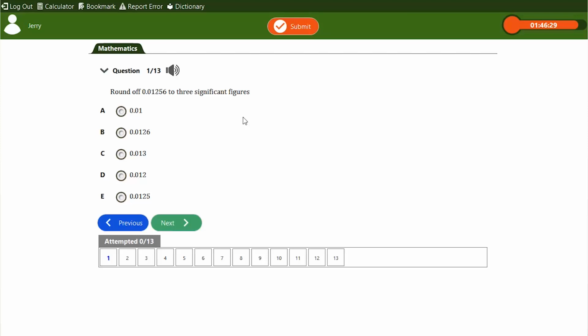Okay, all right. So the number here is number 1. Round off 0.01256 to 3 significant figures. 3 significant figures.